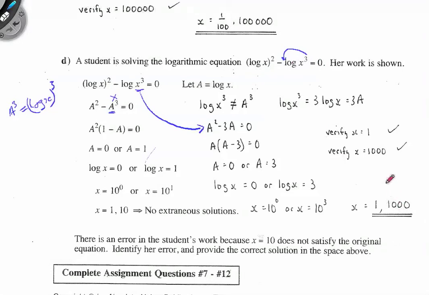So, there are two answers to this. There's an error in the student's work because x equals 10 does not satisfy the original equation. This value here would not have satisfied this. So something is not working. Alright, so please do all of the questions associated with the assignment, and we'll see you in class.